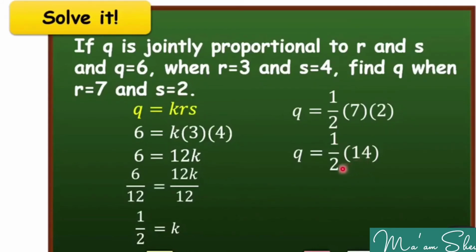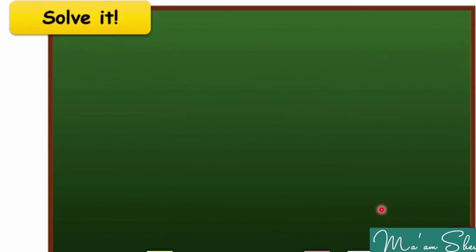Ayan. So, that's good. Q is equal now to 14 divided by 2. And 14 divided by 2 is equal to 7. Very good. So, therefore, Q is equal to 7 kapag ang ating R is 7 and S is 2, given the constant of the variation which is equal to 1/2.